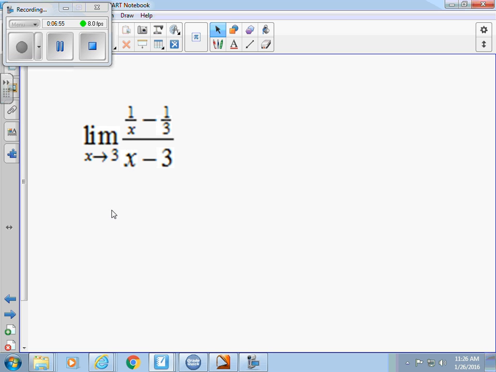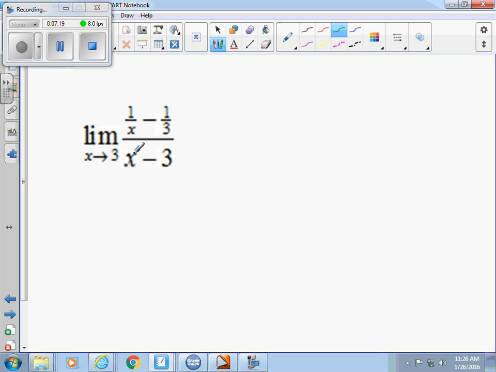I do get 0 over 0, which does mean there is a hole. I need to find it and cancel it. So I'm going to walk through my options. I can't factor, I can't expand, but I can combine fractions. So I just walk through the options. We've got 3 as of now. As we go, we'll add options.